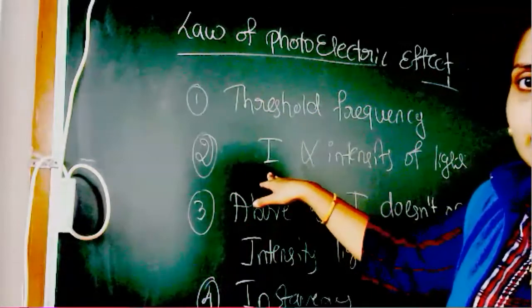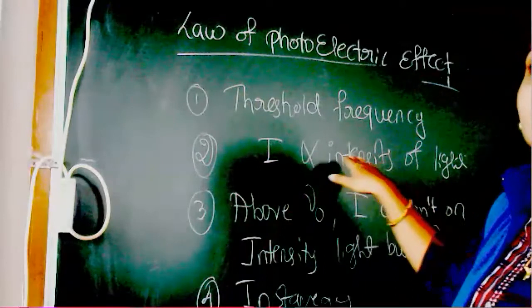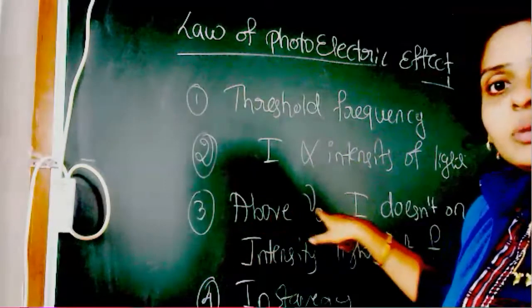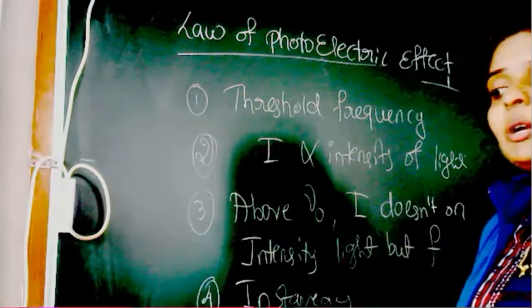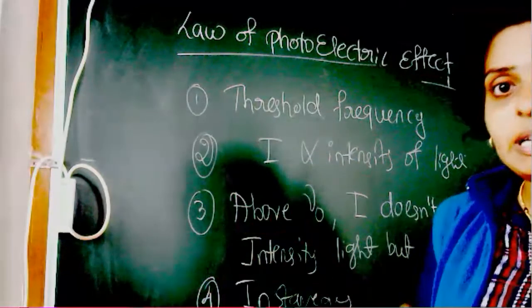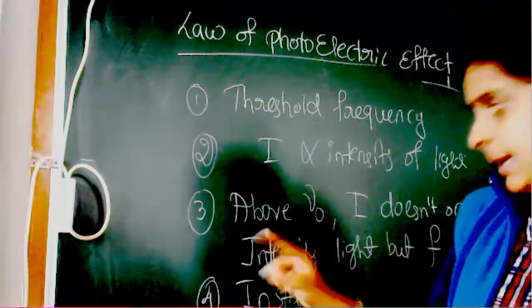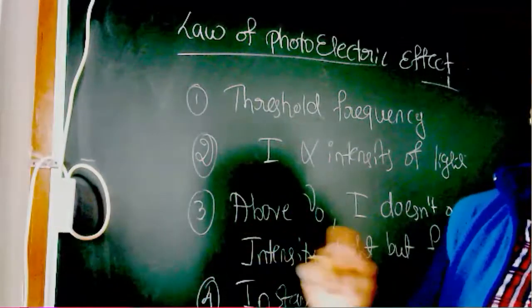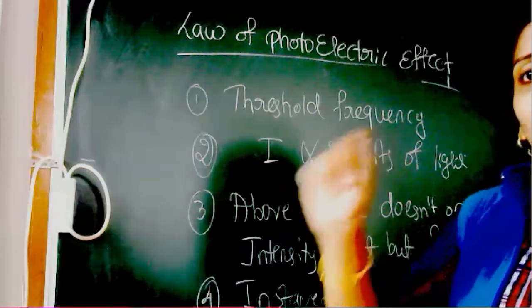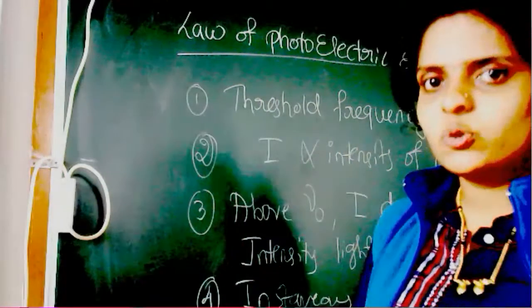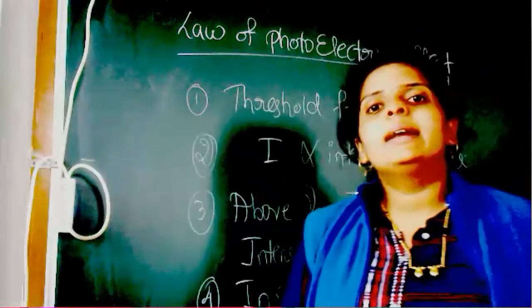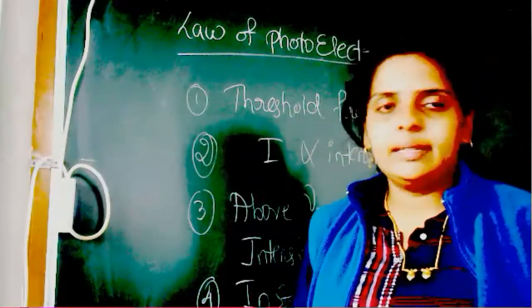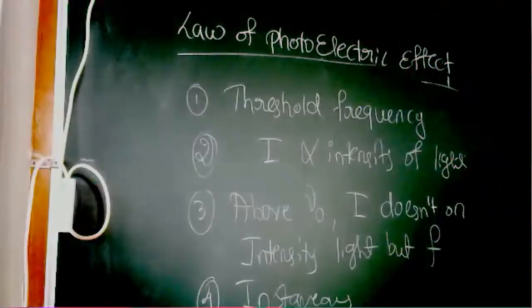The photoelectric current is directly proportional to the intensity of light. Third point, above threshold frequency, the photoelectric current does not depend on the intensity of light, but it depends on the frequency of light. Last point, it is an instantaneous process. It occurs in the time interval of 10 raised to minus 9 seconds. So this is regarding the law of photoelectric effect.